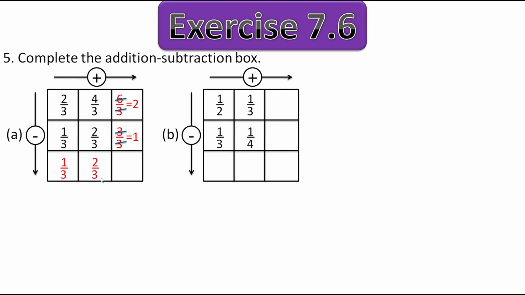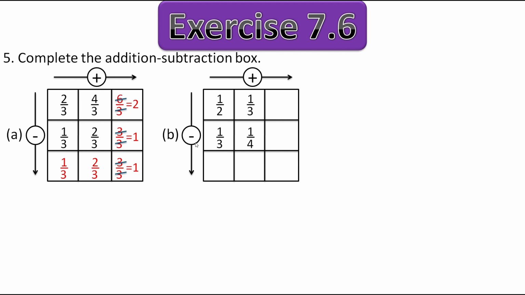Now to fill this last term we can use these two terms, or else we can use these two terms. So let's check. I'll use first these two terms, that is 1 upon 3 and 2 upon 3. As denominators are same, 1 plus 2 gives you 3 upon 3, which we can write as 1. If we had used this one, 2 minus 1, then also we would have got the answer as 1 only. So we completed this first box.